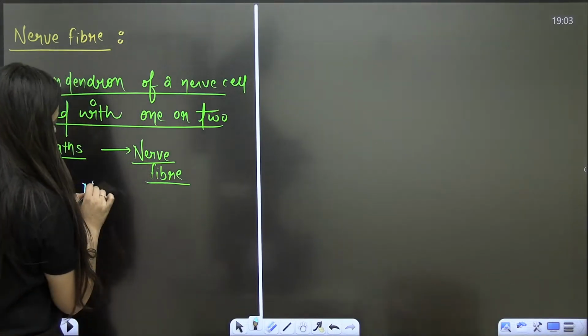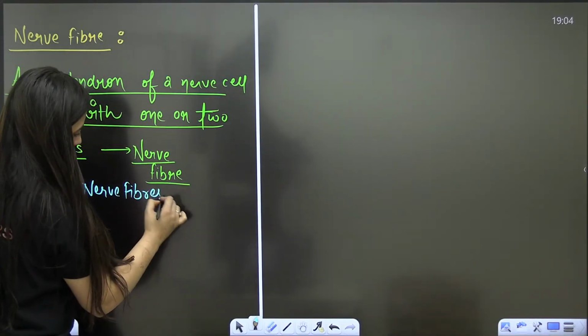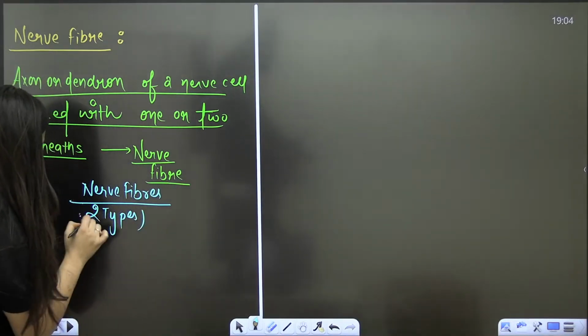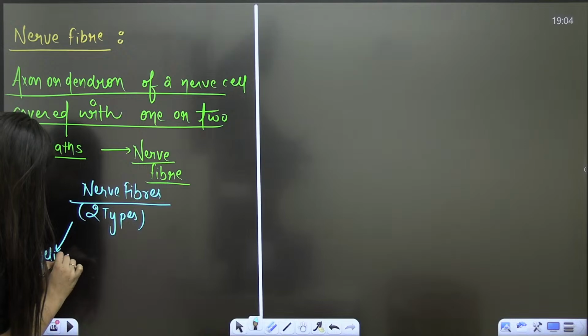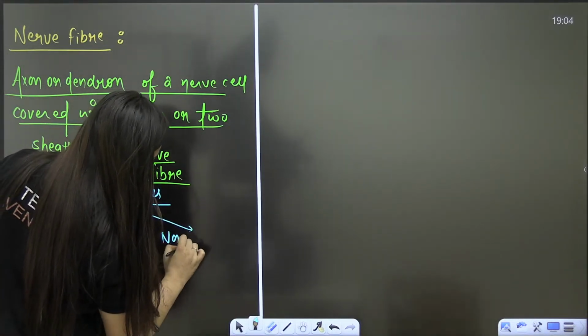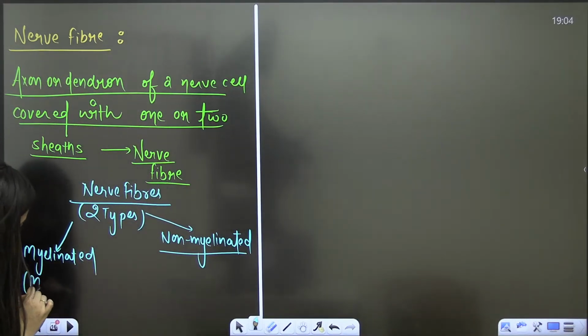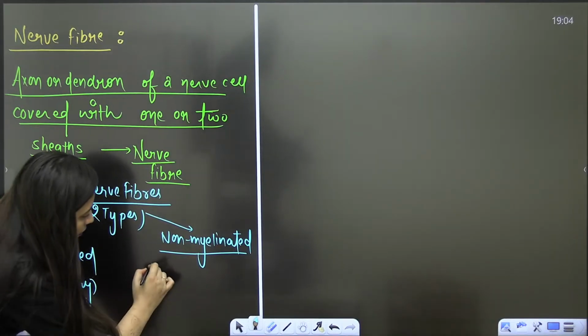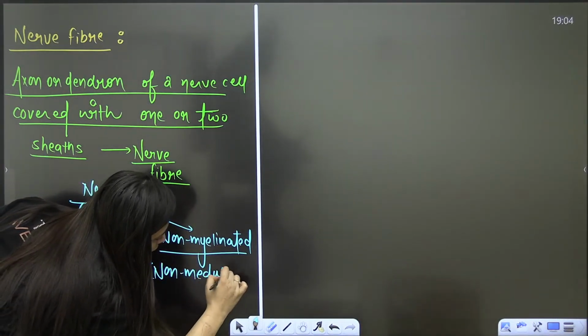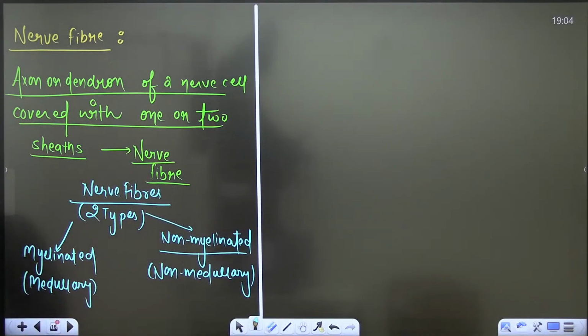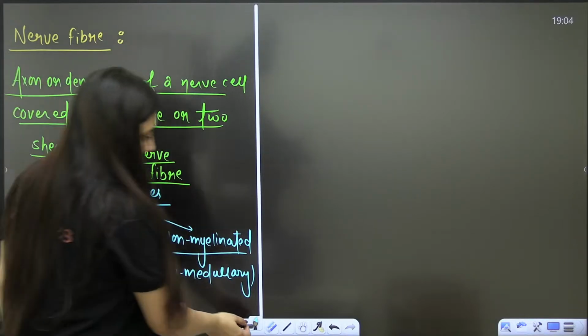Now, nerve fibers are of two types. One is myelinated, another is non-myelinated, or medullary and non-medullary. Are you getting my point? So these nerve fibers are of two types: myelinated, also known as medullated, and non-myelinated, also known as non-medullated. So it is on the basis of structure.